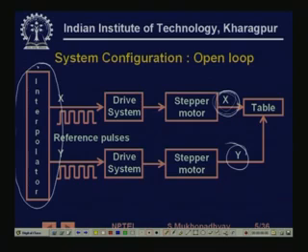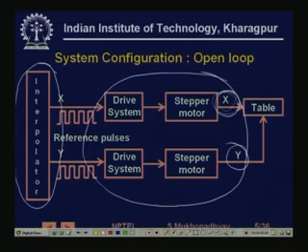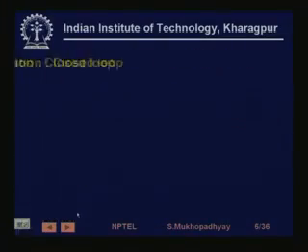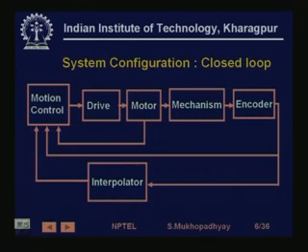So these are the two things that we are going to look at. This is the control system and this is the interpolator. The interpolator tells the CNC drive where it wants the table to go, and the control system achieves that. This is the way it works. And similar is the case for closed loop systems.